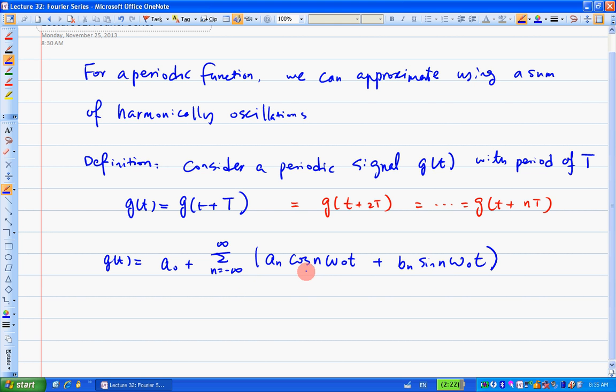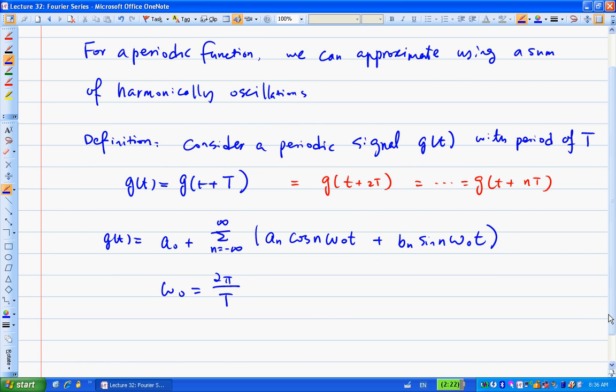You can see this cosine and sine are oscillations. Why is it harmonic? Because you see here it is n omega naught, so the difference between each sine and cosine is just multiples of the frequency. The omega naught here is 2 pi over T. So T is the period, omega naught is the frequency.